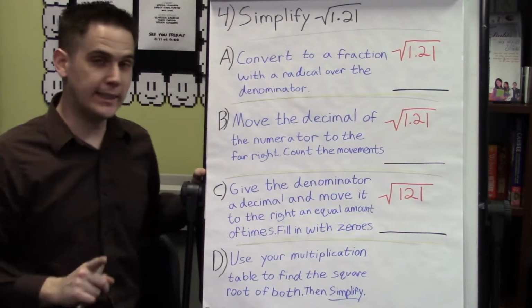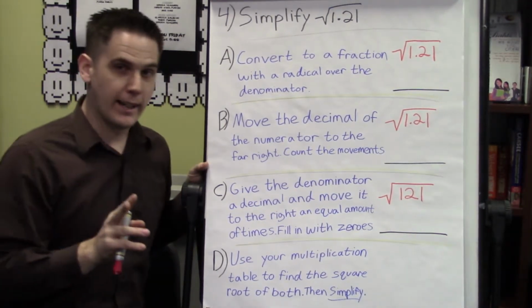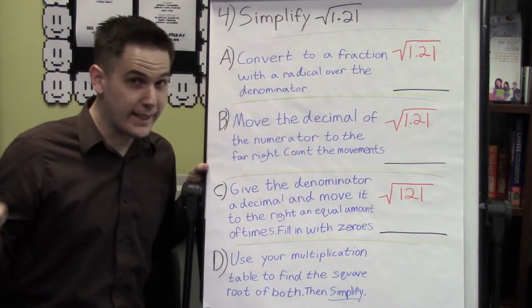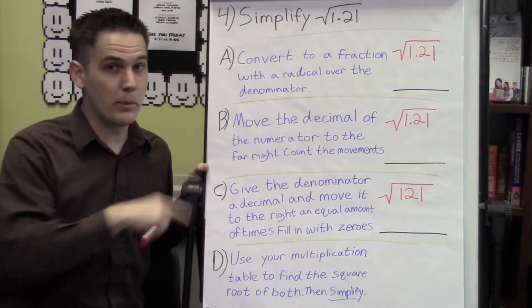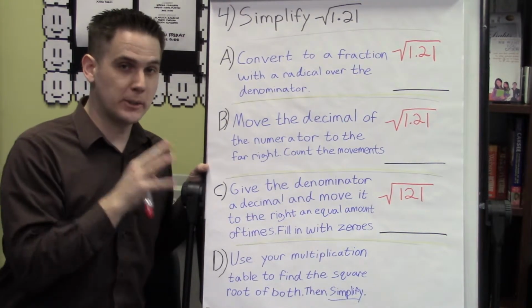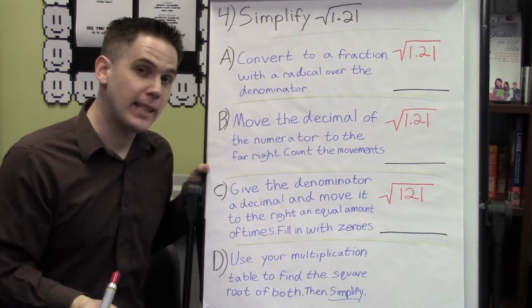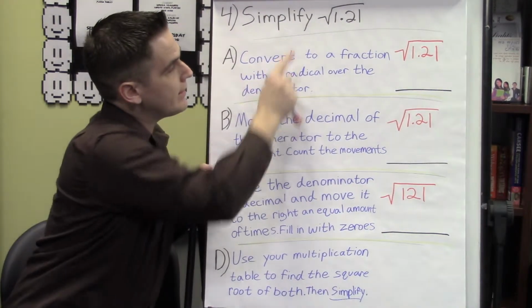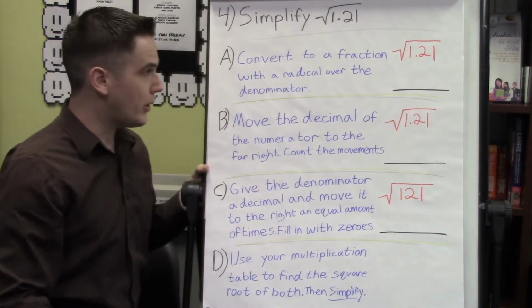This one looks really scary, but it's not. Especially if you got a multiplication table, which if you're on the Casey, you should have already drawn one before you even looked at the first question. If you have a multiplication table, this will be easy. It might still be easy without it, but use your table on this one. So, we're going to simplify the square root of 1.21.